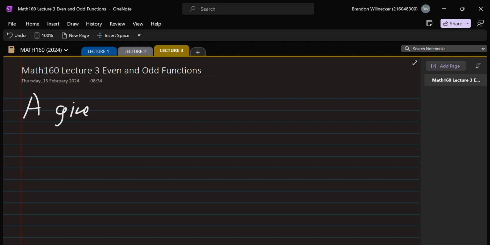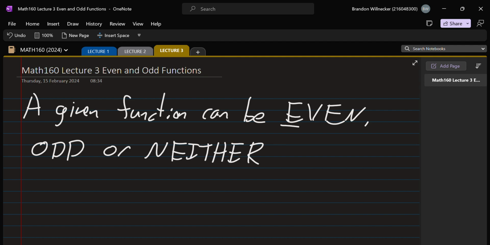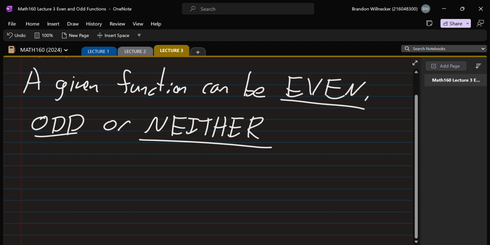So a given function can be even. Okay, it's just the name, right? Don't think even numbers or anything like that. It's just the name for it. Can be even, odd, or neither. Okay. How do we tell if a function is even, odd, or neither?